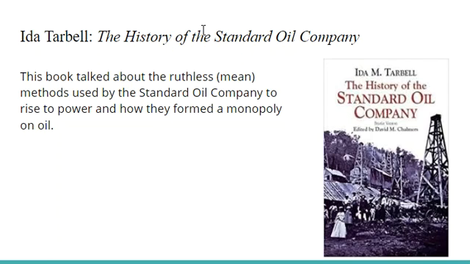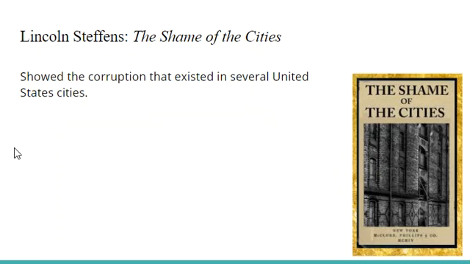But this book shows how Standard Oil, how corrupt they were and how they were bad and how they were a monopoly. So it was an important book. Lincoln Steffens wrote The Shame of the Cities, and this showed the corruption that existed in several United States cities. So places like New York or Chicago had a lot of corruption. Police officers took bribes. There was just a lot of negative things that were going on, and he showed how corrupt they were.